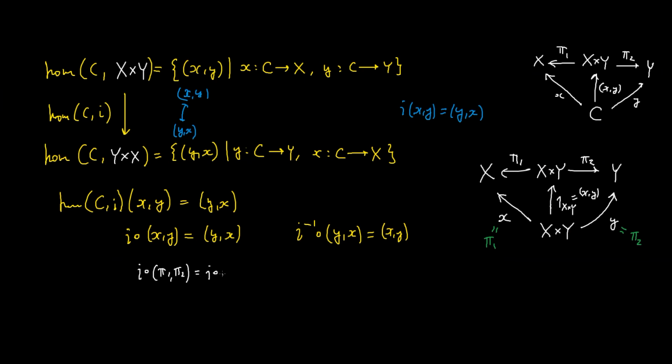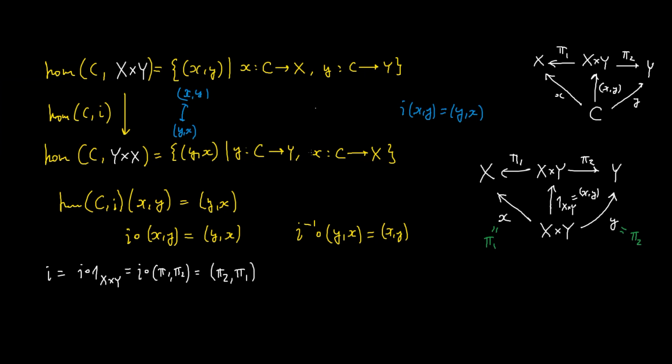So then my equation becomes I composed with the pair pi1, pi2 equals I composed with the identity of x cross y. So I can maybe write this on the other side. And this is I. And so on the right side, we'll have pi2, pi1. And so the thing I wanted did give me a definition for the morphism.